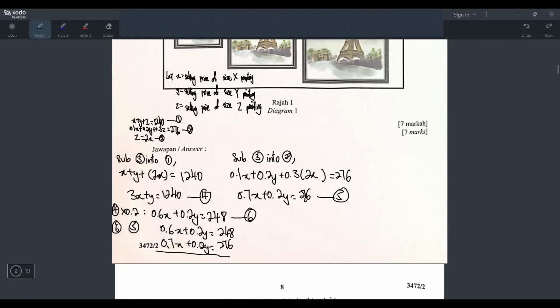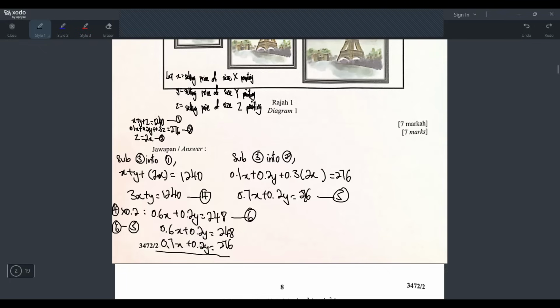Okay, you tengah hapuskan y, right? And if the tanda sama means positive ataupun negative, then you have to minus. But if the tanda tak sama, satu plus, satu minus, satu minus, satu plus, then you have to plus, right? I repeat one more time. If the number in front is same already, baru boleh hapus, right? And kalau tanda sama, you minus. Kalau tanda tak sama, you plus, right?